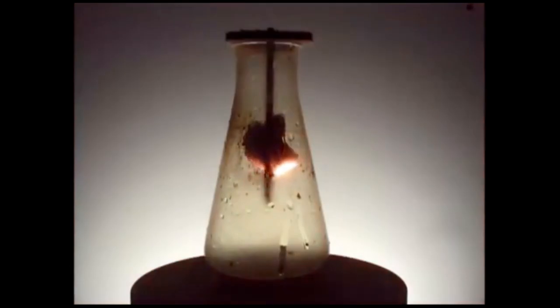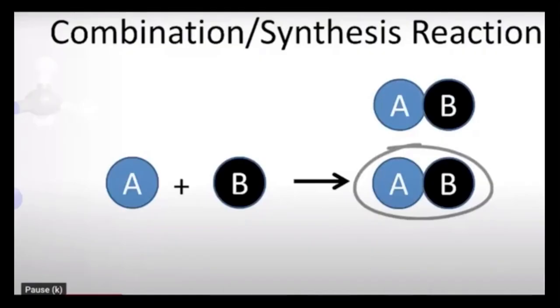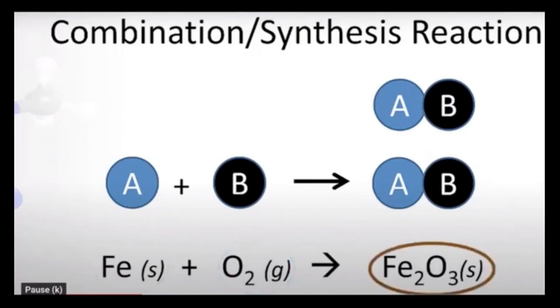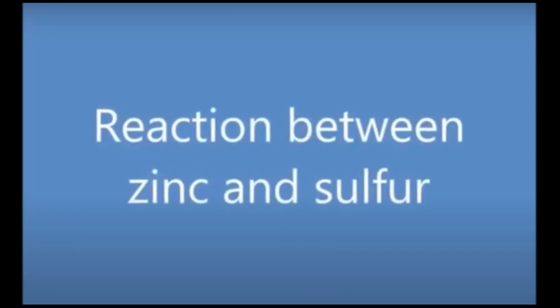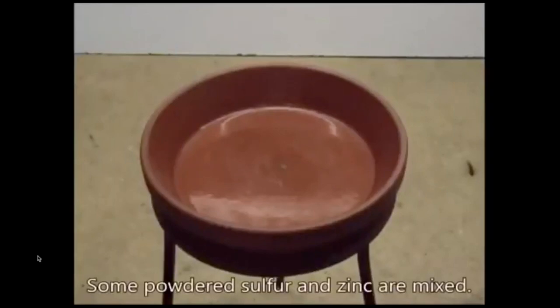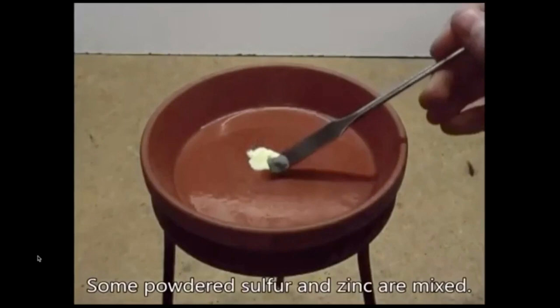Now, if you look closely on the sides of the container, I know it's a little bit hard to see, but you're going to see that brown iron oxide rust is formed. In the demonstration, we had solid iron reacting with oxygen gas to yield iron(III) oxide. We're going to look at the reaction between zinc and sulfur. Sulfur is a yellow powder and zinc is the more gray-silver powder.